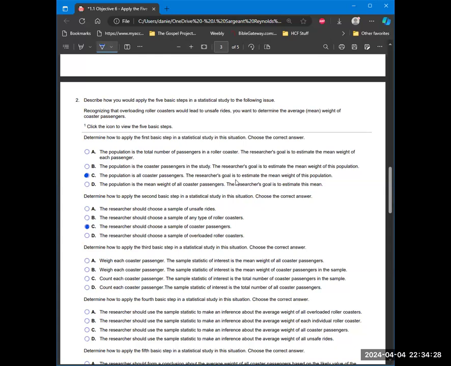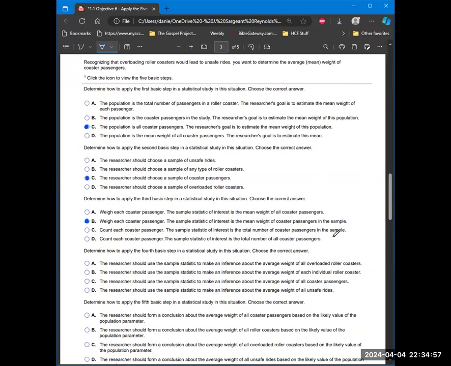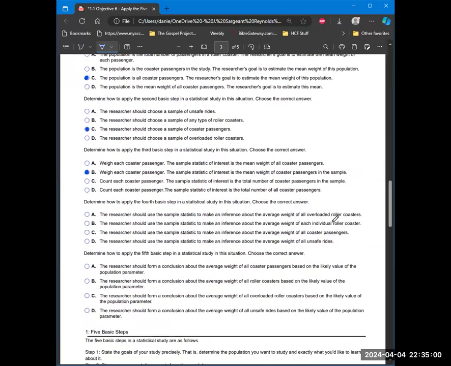Then determine how to apply the third basic step in this statistical study in this situation. So that would be to weigh each coaster passenger. The sample statistic of interest is the mean weight of the coaster passengers in the sample. So that's B. So we're going to gather data and we're going to turn that data into a statistic that we can use to make an inference about the population.